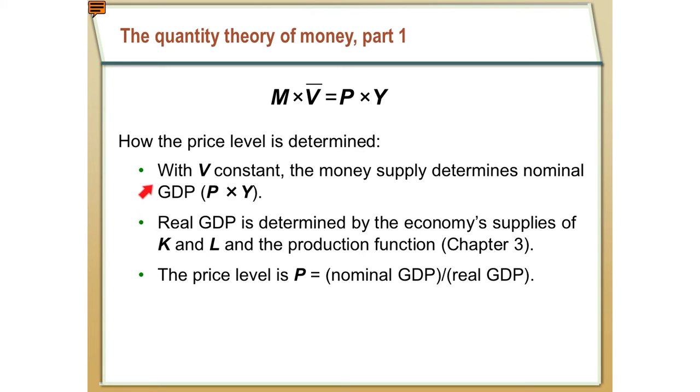So again, with V constant, the money supply determines the right-hand side, nominal GDP. Real GDP is determined outside of the system by the factors of production and the production function, technology. And then finally, the price level is defined as the ratio of nominal GDP to real GDP. So remember in chapter 2 we talked about the GDP deflator. You talked about that in principles of macro also. So a measure of the price level is the ratio of nominal GDP to real GDP.